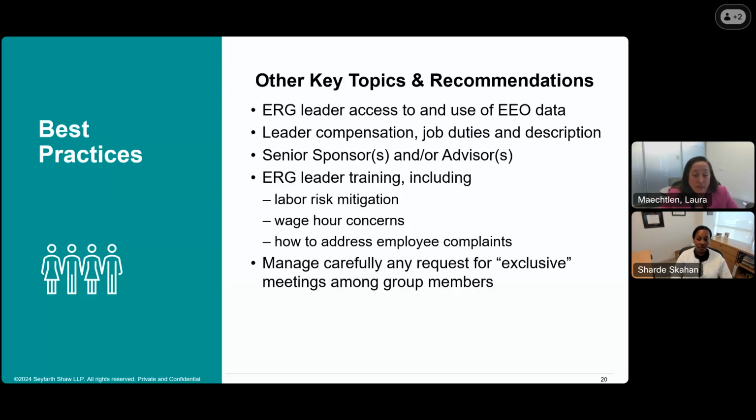And then we cover the issue about training. We do recommend that there be some training for your leaders so they understand how you expect them to run the groups. And then finally, just manage carefully requests for exclusive meetings. A lot of times group members want safe space for their members, but we want to make sure that there isn't too much, or that there aren't exclusive meetings focused on people just of one EEO status or another. So we hope that this very quick tutorial helps.